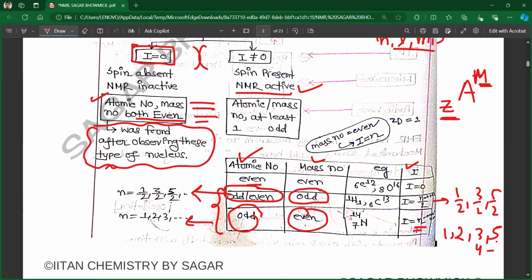And our proton NMR. Mostly we will be discussing 1H1 proton NMR, because most of the organic compounds have a maximum number of protons in them. For example, benzene C6H6, for example, ethane C2H6. So in organic compounds, generally a large number of protons are present. That's why we are using proton spectra in great detail. So for different types of nuclei, now you can tell me how the values of I look. If I equals 0, that means NMR inactive. I not equal to 0 means NMR active.